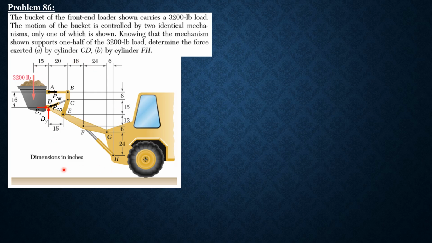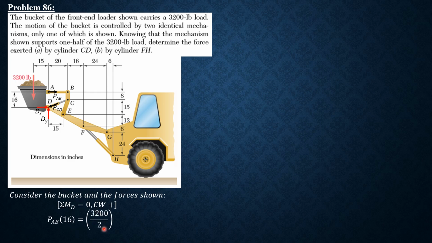Now take note the dimensions are in inches, and take note that this is only half of 3,200 pounds. So consider the bucket and the forces shown in the figure. Summation moment about D equals 0, clockwise positive. So PAB times 16 equals 3,200 pounds over 2 times 15. Therefore, PAB is 1,500 pounds. So it is correct, it is tension.